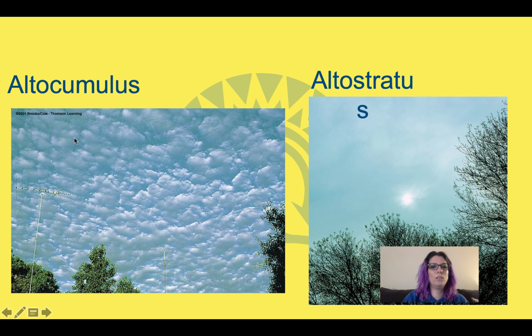And these are going to be altocumulus and altostratus. So these are going to be the ones where it has some vertical development to it in the middle of the atmosphere. And altostratus are very thick clouds. You can't really see through them.